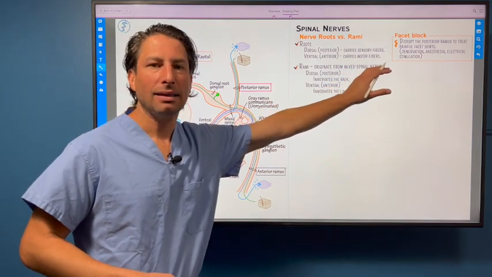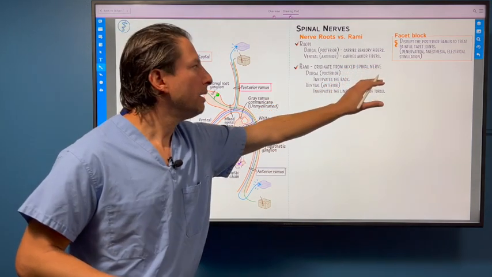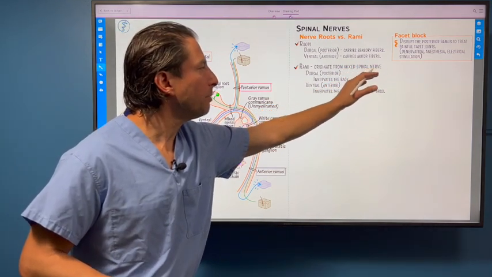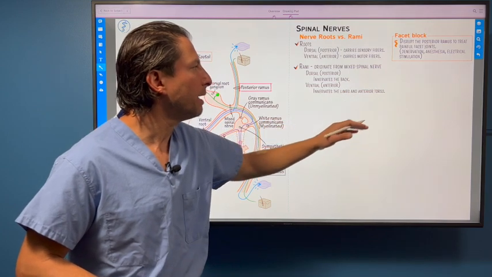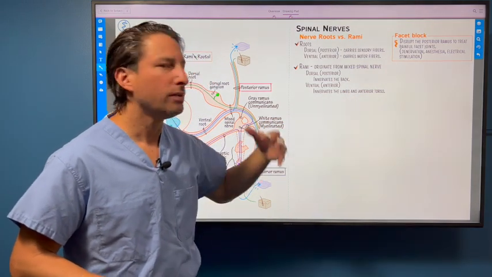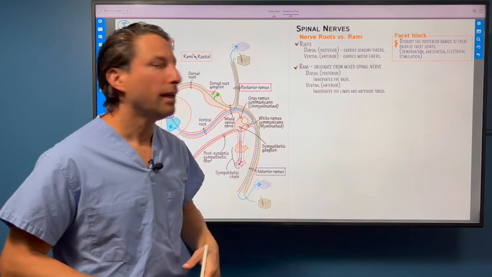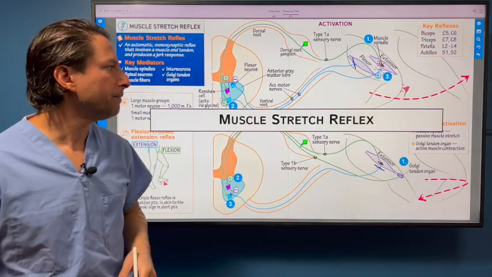Facet block is a clinical intervention. You disrupt the posterior ramus to treat painful facet joints. You can use denervation, anesthesia, and then even electrical stimulation.